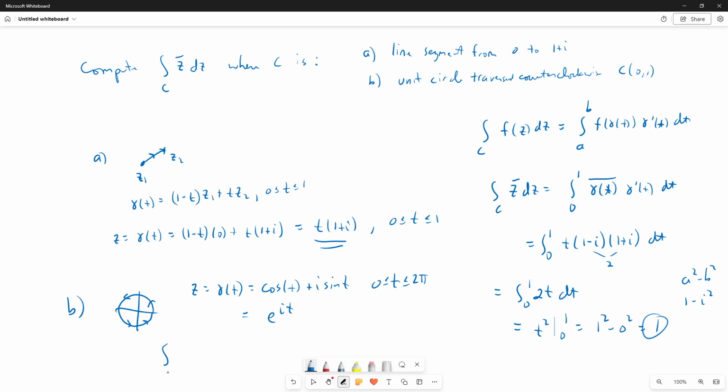So we want to integrate z bar. So the endpoints are 0 and 2 pi for our parameter t, the bounds for the parameter t, 0 and 2 pi. The conjugate of e to the it, times the derivative of e to the it, which is e to the it times i.